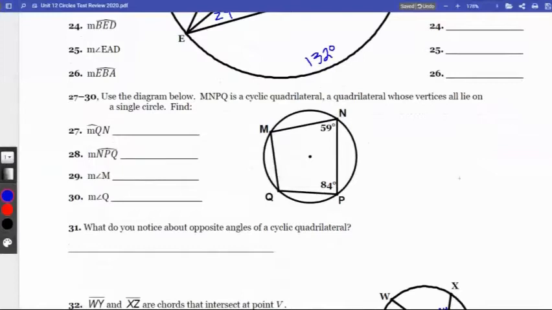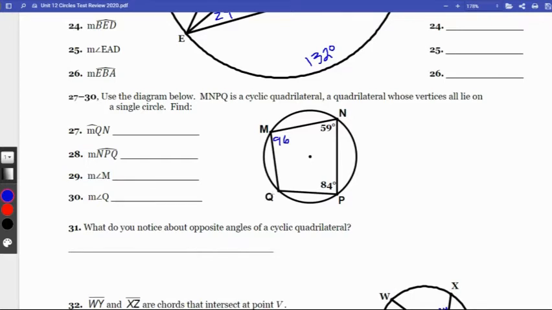27 through 30 are all going to use the same idea, and this is an easy one for us to talk about because we've done a few of these problems. And if you haven't noticed this yet, then maybe you've just been doing the problems, not really thinking about them. But one thing you should have noticed as you've gone through and done multiple versions of this problem is to notice that if I've got a quadrilateral that's inscribed in a circle like this, the opposite angles turn out to be supplementary. So if angle P is 84, then angle M must be 96.